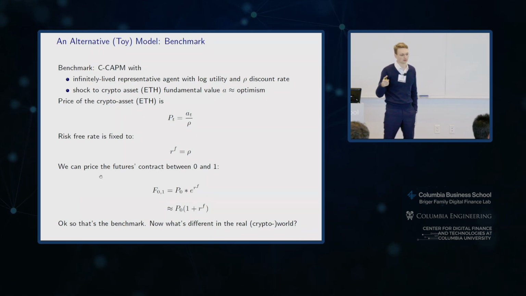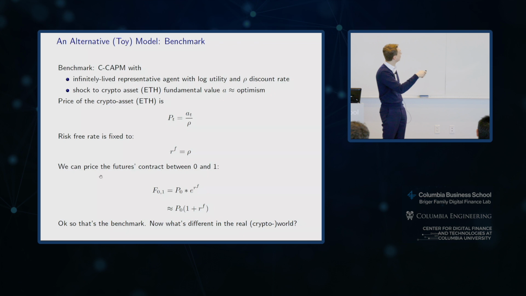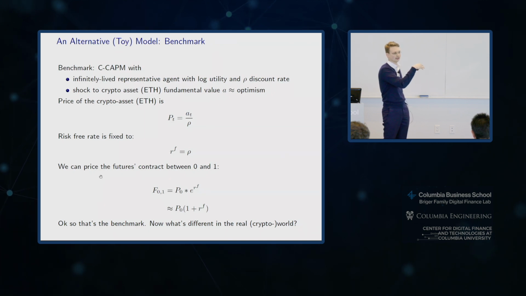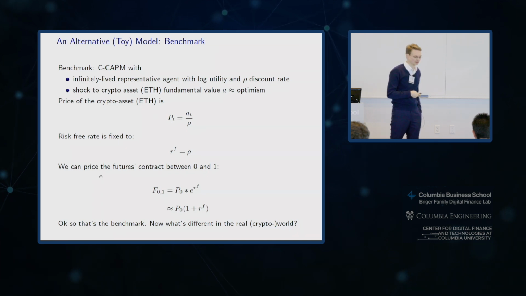You just have the price of the crypto asset. The risky crypto asset is just going to be some form of fundamental value. You can think about it as being cash flow or whatever. It can also be just the expectation of what the price is going to be in the future, divided by the time discount rates.